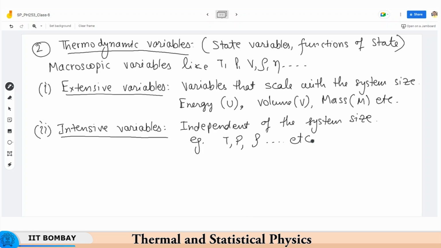Such variables are known as intensive variables, and it often turns out that intensive variables are more useful in thermodynamics than extensive variables. We often convert extensive variables to intensive variables by just dividing by the total number of molecules or number of moles of the material that we have. All right. Okay. So the third definition is thermodynamic equilibrium.